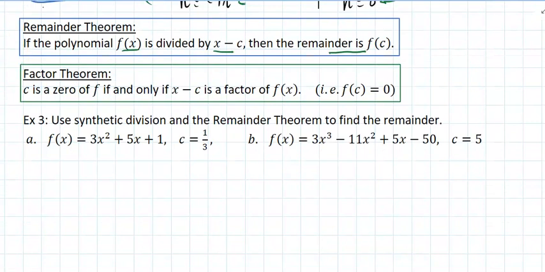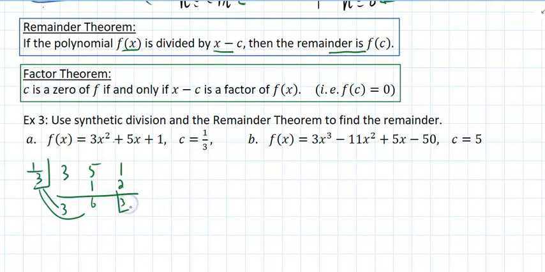So here we go. It's asking, use synthetic division and the remainder theorem to find the remainder. Well, let's see. Synthetic division, if I take 1/3, 3, 5, and a 1. 1/3 of 3 is 1, that's a 6. 1/3 of 6 is a 2, that's a 3. So use synthetic division. Synthetic division, the remainder is 3.